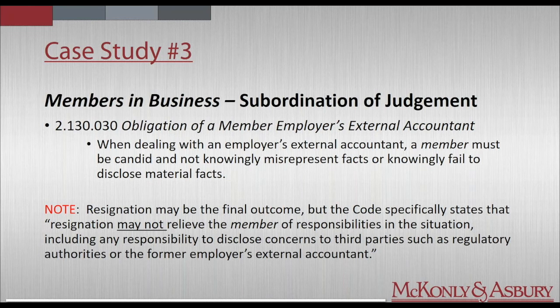One thing that I think is interesting that we don't always think about in these scenarios is there's a very clear section, 2.130.30, that does specifically talk about the obligation of a member, a CPA, to the employer's external accountant. So if we have a known adjustment that was made that we believe is wrong, and my boss told me to go ahead and support it to the external accountant, the code is black and white. The code very clearly says that when you are dealing with an employer's external accountant, you must be candid and not knowingly misrepresent facts or fail to disclose material facts.